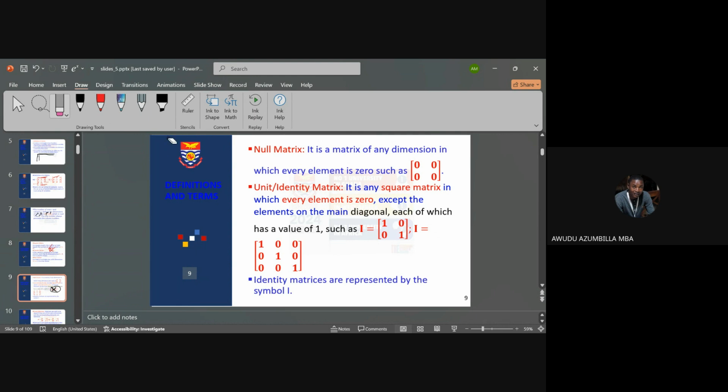Let's look at this 3 by 3 matrix. You can see that the main diagonal is 1, 1, 1, and the rest are 0. So we'll call this an identity matrix. Identity matrices are also represented by the symbol capital I. Capital I is the identity matrix. So take note of the identity matrix. We'll be making good use of it.